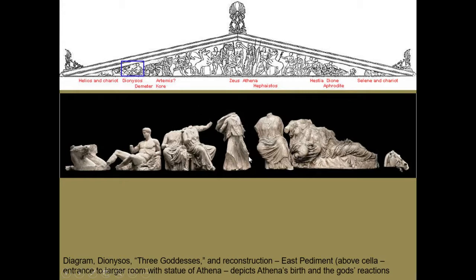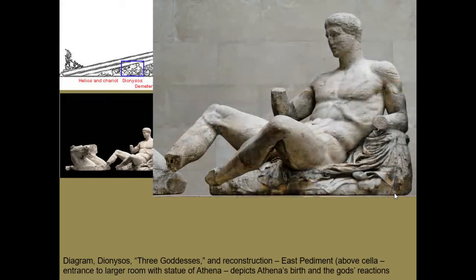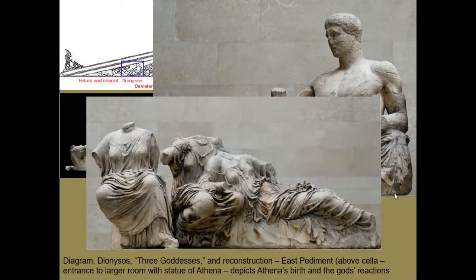The missing figures of Zeus and Athena, and then these three figures to the right, known as the three goddesses, probably the single most famous piece of sculpture from that pediment. And the whole story ends with the moon goddess and her chariot sinking below the horizon. Pretty remarkable sculpture there. There's Dionysus. And there's the three goddesses.